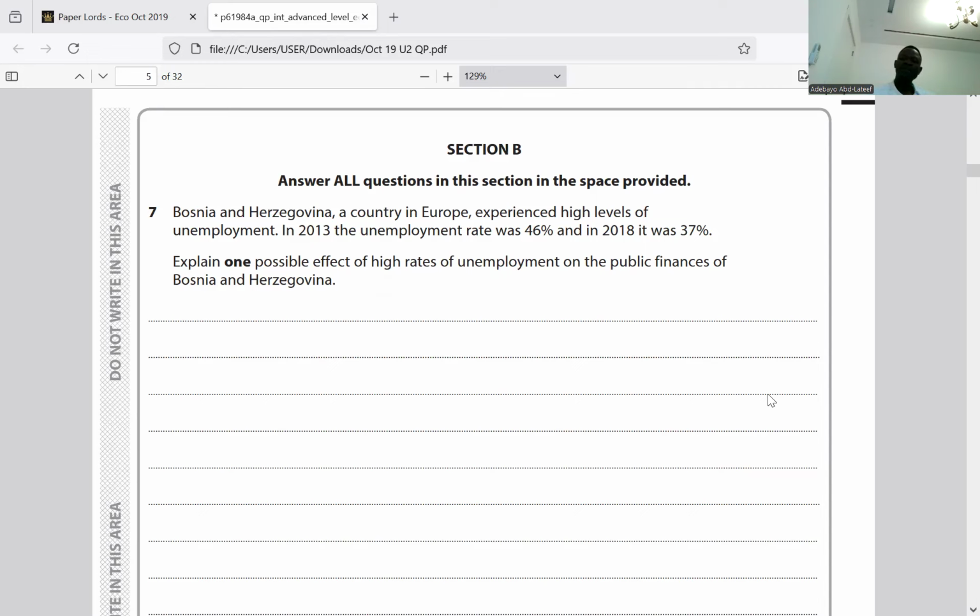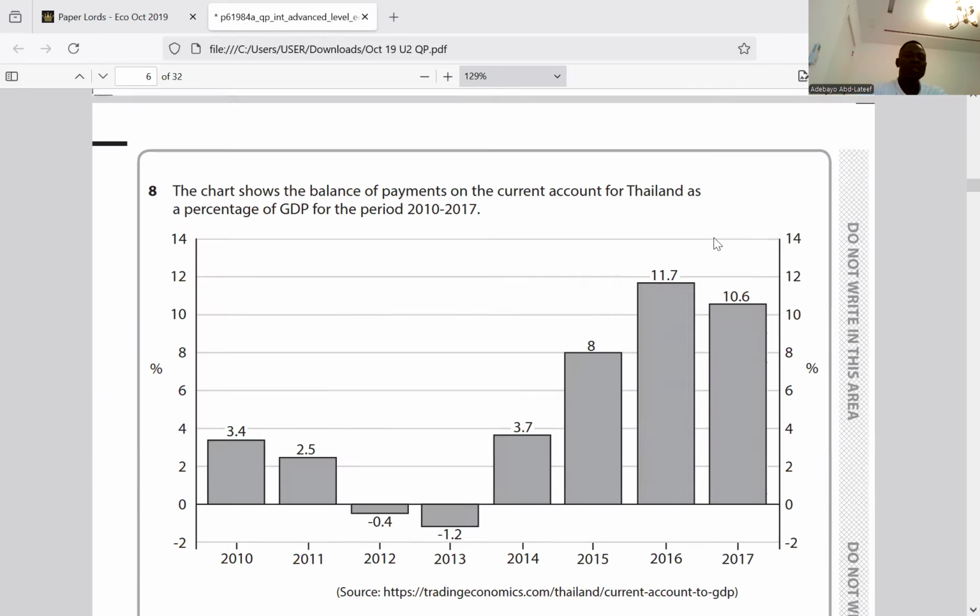So with an increase in the unemployment rate, it means unemployment benefit would increase. And that means government will be spending more than what it's going to receive, because a lot of people are unemployed. So government will not be getting income tax, and will not get as much corporation tax, leading to budget deficits. And that means the public finances are in deterioration. That's question 7. Great. Question 8.